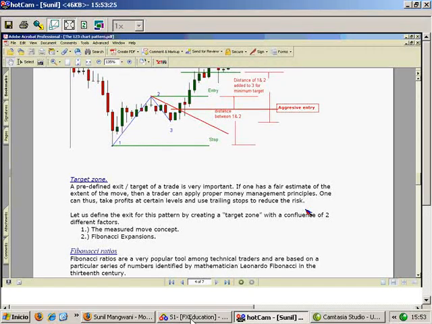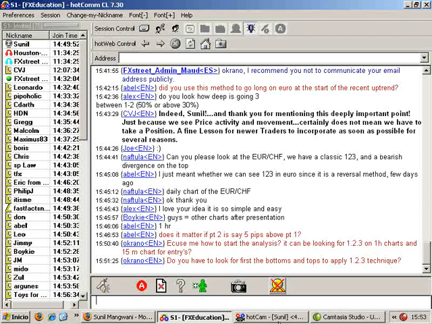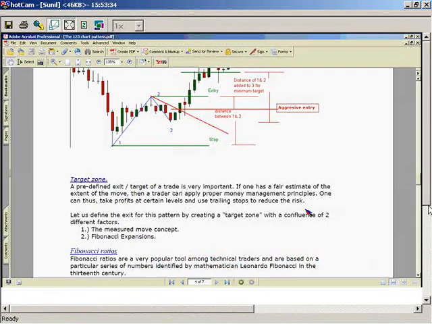So, let's use a combination of two factors. One is the measured move concept that we went over. Secondly, I'm going to introduce my favorite subject, which is the Fibonacci's. Right? We will go over the Fibonacci expansions, in particular, how to apply them to the 1, 2, 3 formation. Right? In the meanwhile, just a moment's break for some questions.